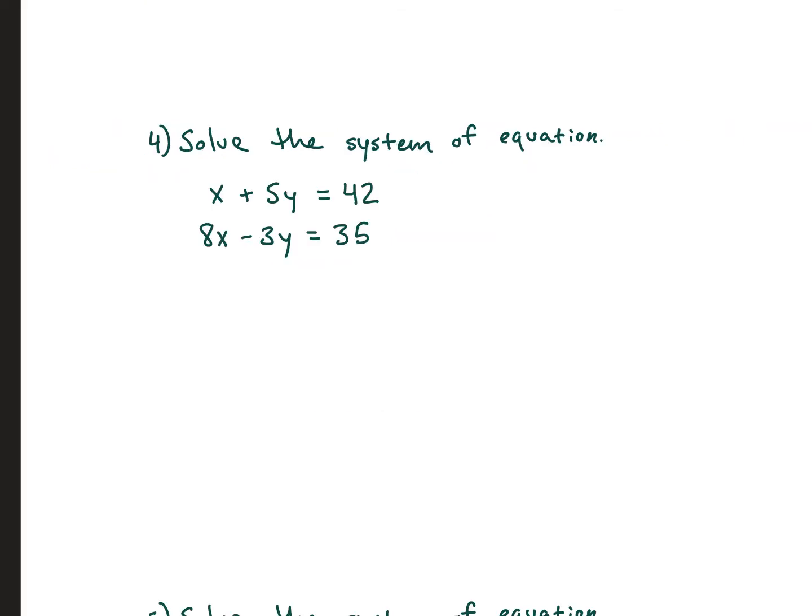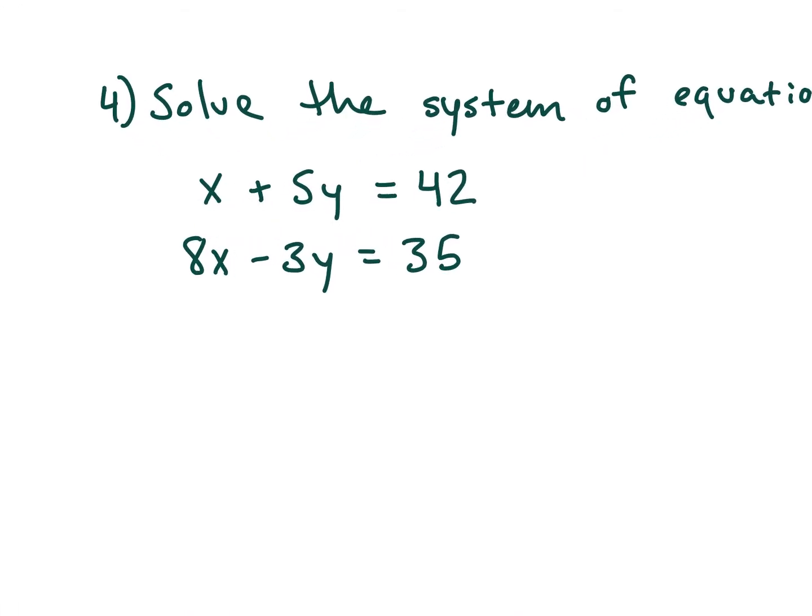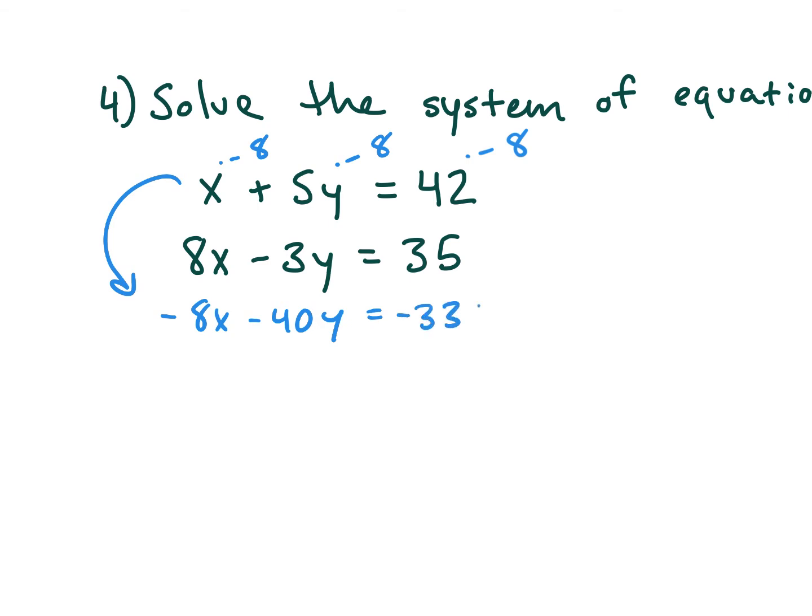Solve the system of equations. So what should I do? Multiply the top by negative 8. We can do that. Multiply the top by negative 8, because that way our x's will cancel. So this gives me negative 8x. I'm just going to rewrite it here. Minus 40y is equal to, what's negative 8 times 42? Negative 336.